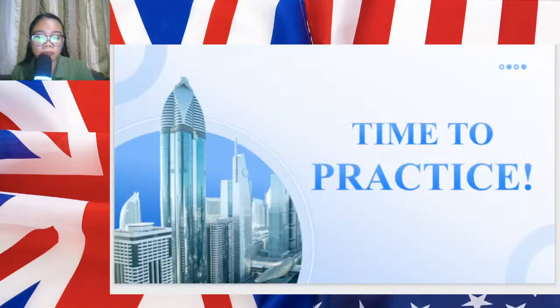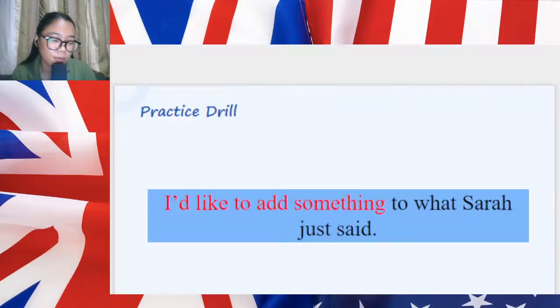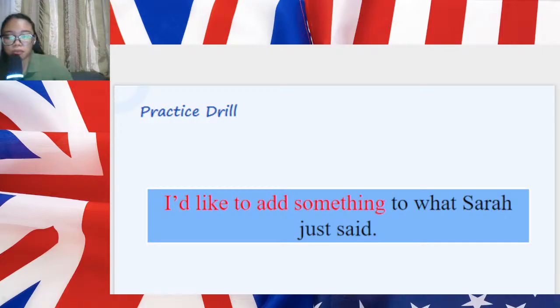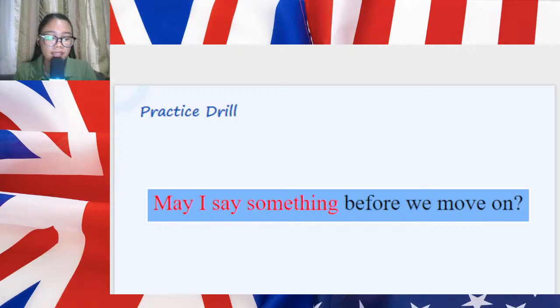All right. Let's immediately have a practice drill. It's time to practice. Same pattern, same process. I just want you to read the whole sentence with me. And the highlighted word in red font is the phrase that we've talked about earlier. All right, let's immediately start with the first one. I'd like to add something to what Sarah just said. May I say something before we move on?